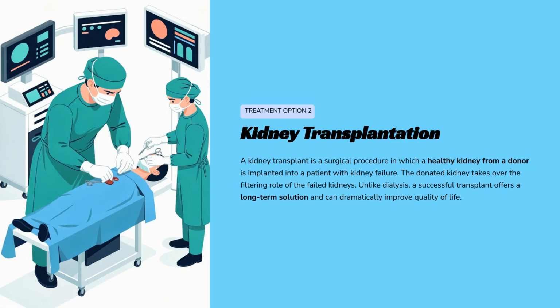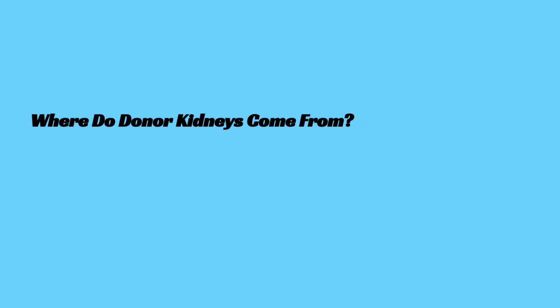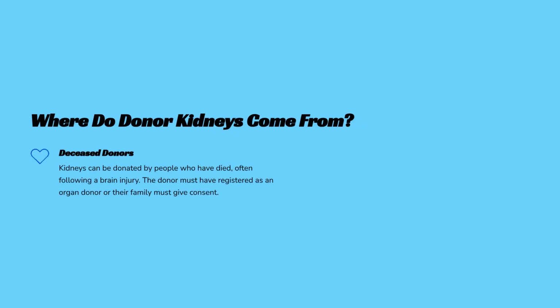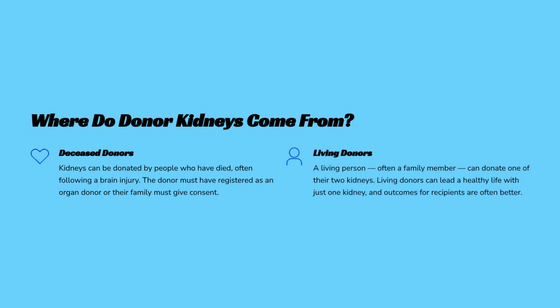The alternative treatment is a kidney transplant, a surgical procedure where a healthy donor kidney is implanted. The new kidney takes over the filtering function, offering a long-term solution and significantly improving the patient's quality of life. Donor kidneys come from 2 sources: deceased donors, who have registered as organ donors, and living donors, often family members, who can lead healthy lives with 1 kidney. Living donor outcomes are often better for the recipient.